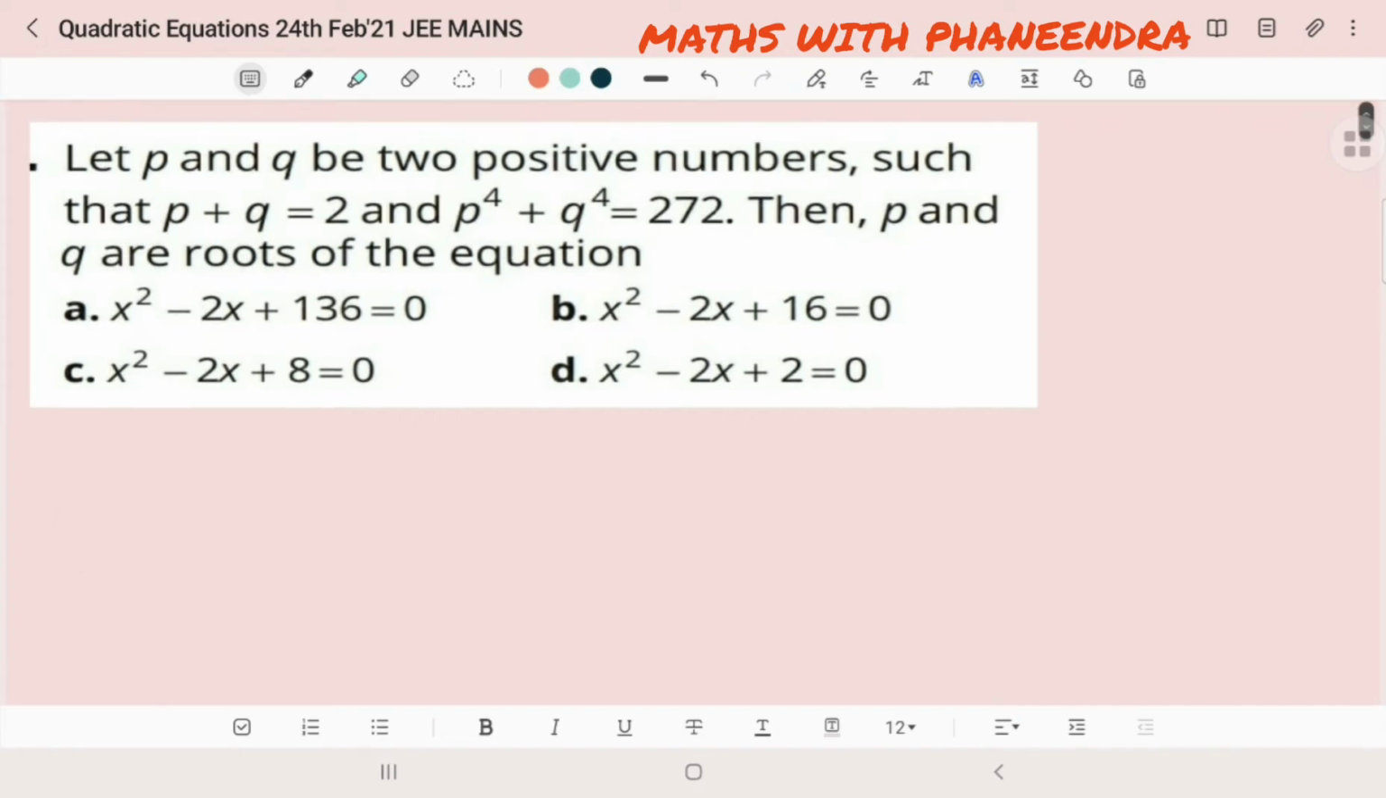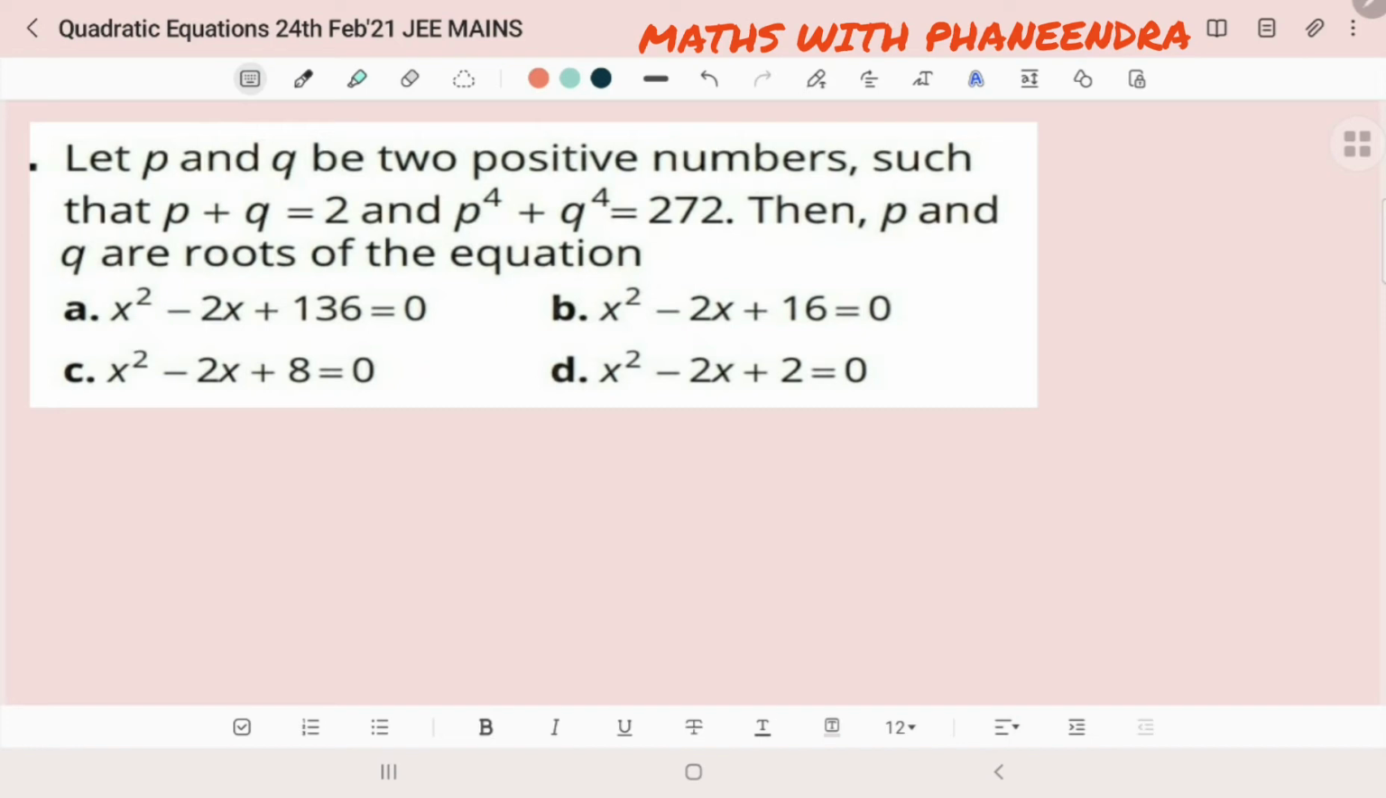Let P and Q be two positive numbers such that P plus Q equals 2 and P power 4 plus Q power 4 equals 272. Then P and Q are roots of the equation. Among the four options, we are going to get one of the options. P and Q are two positive numbers such that P plus Q is 2, and P and Q are the roots of the equation.